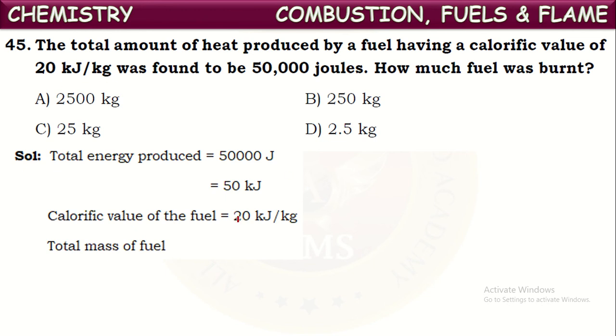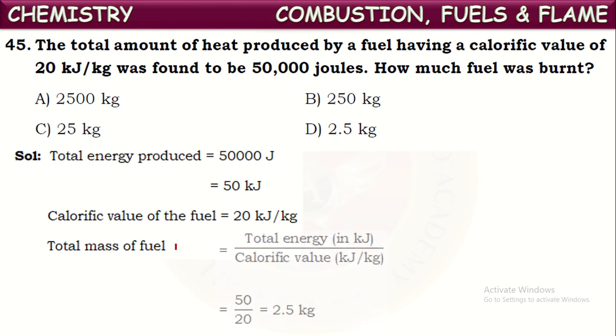Calorific value means the amount of energy liberated when 1 kg of fuel is burnt. By burning 1 kg of that fuel, it produces 20 kilojoules of energy. And by combustion of a certain amount of fuel, it produces 50 kilojoules of energy. Now they're asking to find the total mass of the fuel burnt to produce 50 kilojoules of energy.